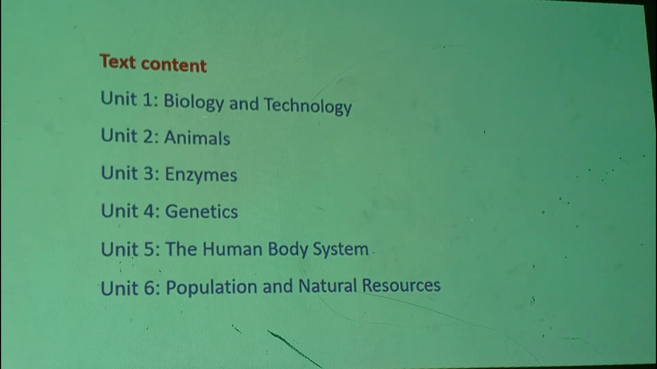The second is animals, a very huge title, of course. Some aspects of this kingdom, Animalia. One kingdom, one big kingdom, of course, Animalia. The third, a very interesting part of physiology or biochemistry, is enzymes. We shall talk about enzymes, really smart molecules.